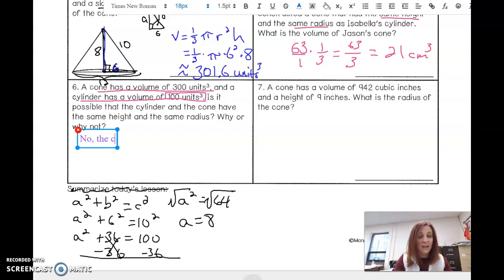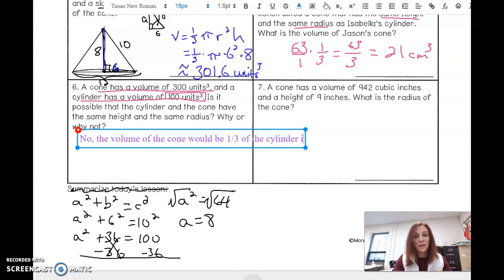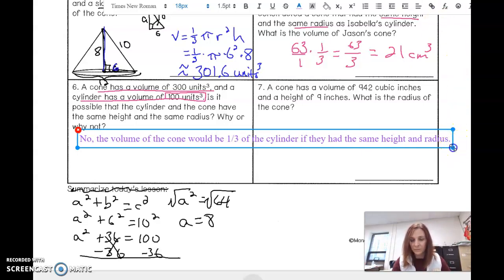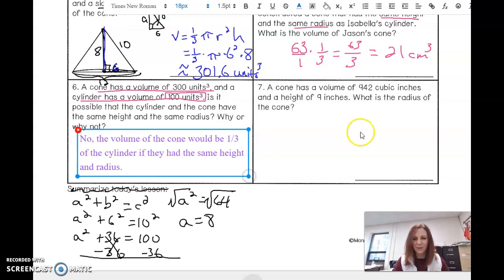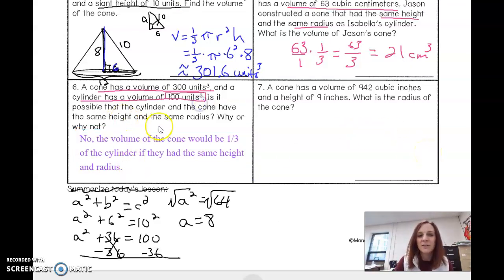The volume of the cone would be 1/3 of the cylinder if they had the same height and radius. Figured that'd be easier for you to read than me trying to write. Okay. So again, these are backwards. The cone shouldn't be more than the cylinder. A cylinder is going to have a greater volume if they're the same height and radius. It doesn't have to be that way, but for them to have the same height and same radius, that does.